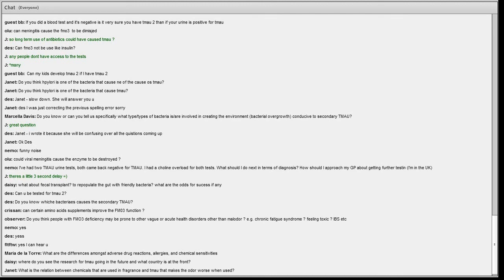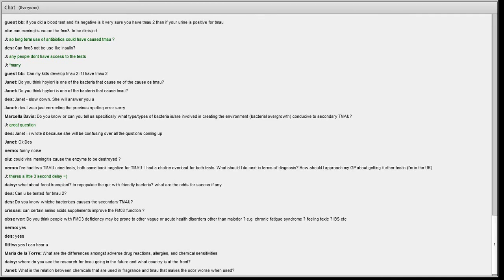You mean in a urine test? Yes, a urine test should show whether you have secondary TMAU. It will show if you've got TMAU. It may not show that you've got secondary TMAU.